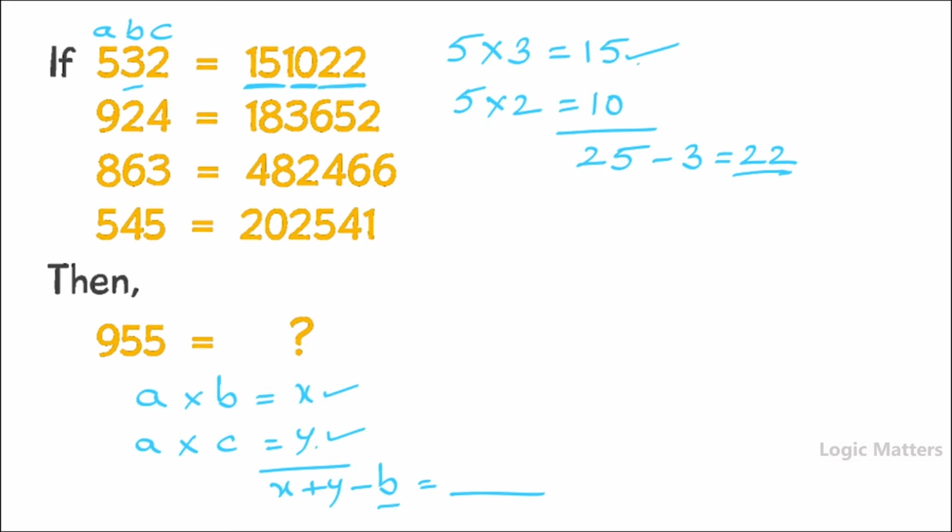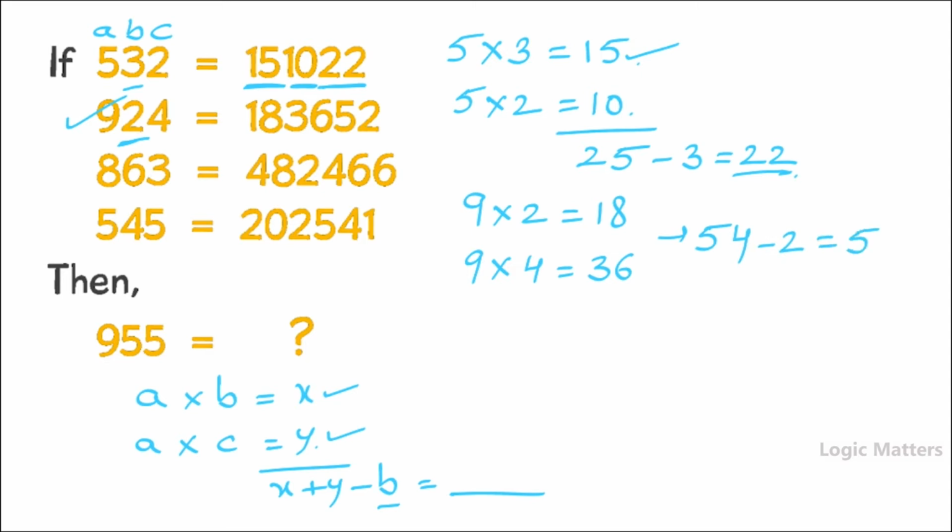So here it is 22. So the first value, the second value, and the third value. So similarly we'll apply for this one as well. 9 into 2 is equal to 18, right? And then 9 into 4 is 36. Okay, so 18 plus 36 is 54, right? And 54 minus 2 gives an answer of 52. So 18, here it is 18, 36, it is 36, and then 52, it's 52.